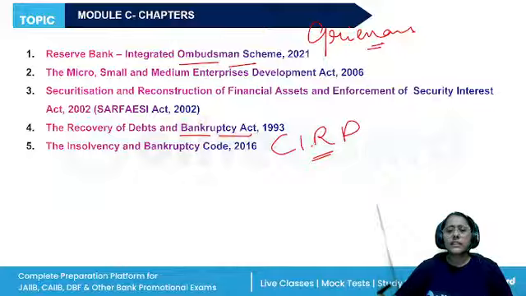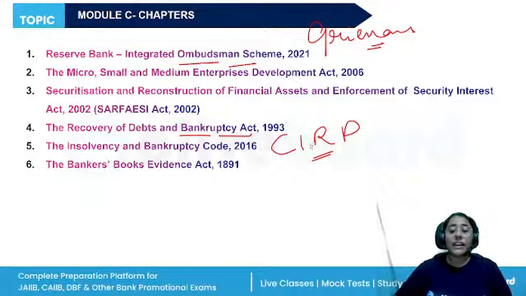Then we have other simple acts as well, like the Bankers Books Evidence Act, where the certified copies of the bankers' books are provided as documents.